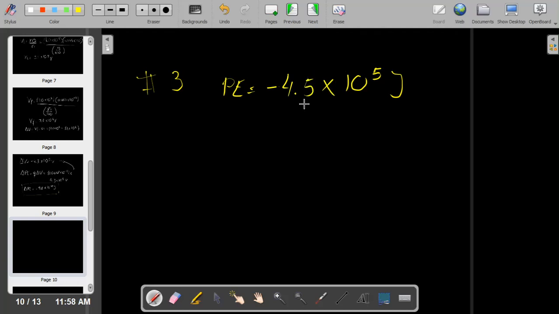Let me read this problem. It says, a 4.1 millicoulomb charge is moving towards a stationary charge that is negative 9.5 millicoulomb. What is the change in potential energy experienced by this positive charge if it starts 1.8 meters away from the fixed charge and moves to only 0.52 meters away from the fixed charge?